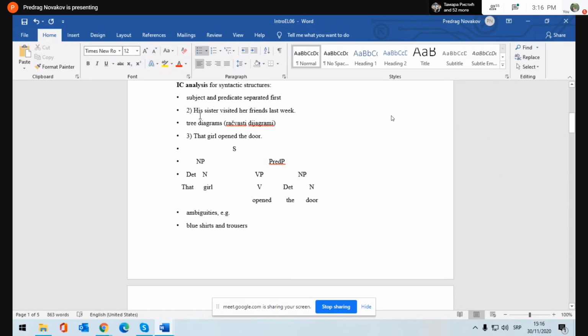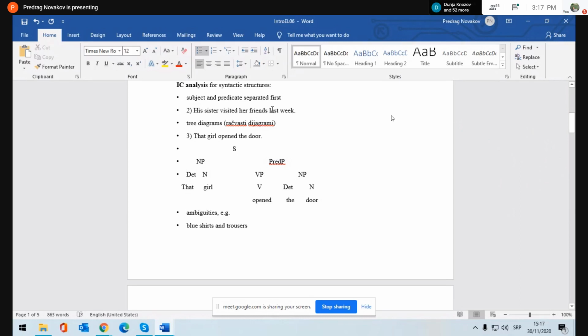So let's see now sentence 2. His sister visited her friends last week. You already know we are going to divide it into subject and predicate first. His sister, the first part; visited her friends last week, the second part. Then you can choose: you can finish the division of the subject first or the predicate first. So the subject is subdivided into determiner and noun, like this. The predicate phrase is subdivided into the verb phrase and the noun phrase, but also something else.